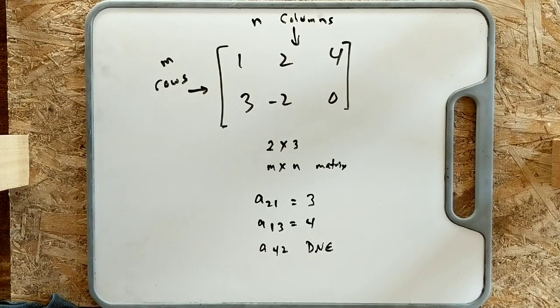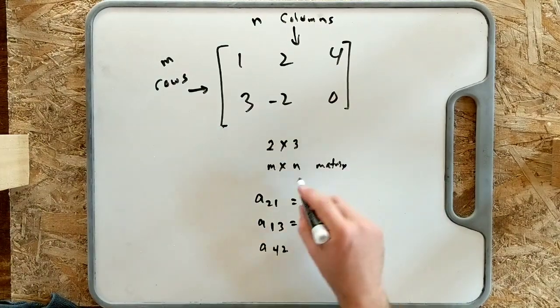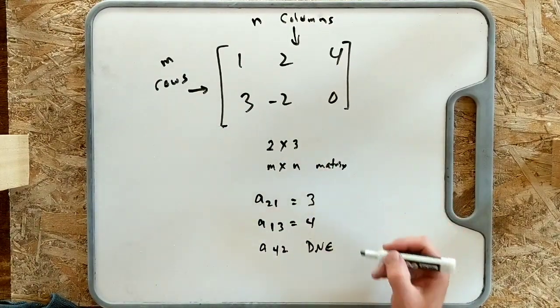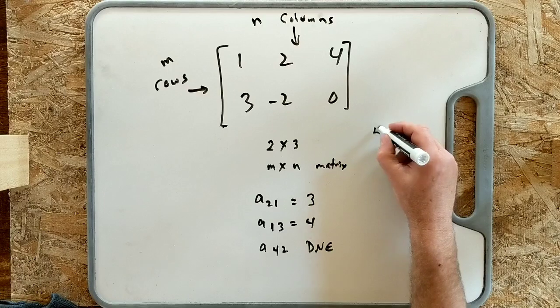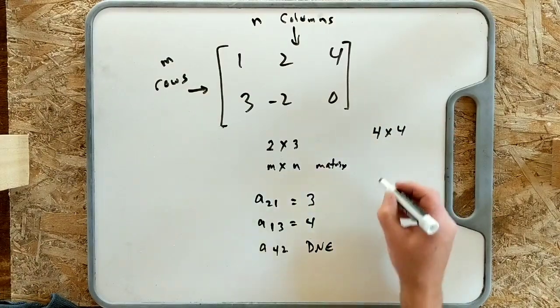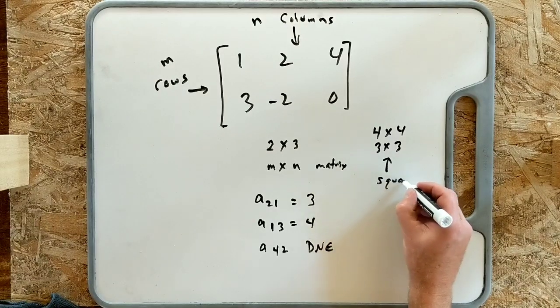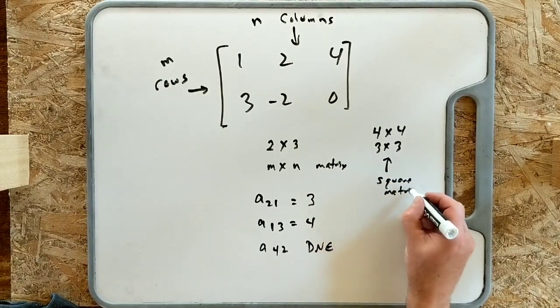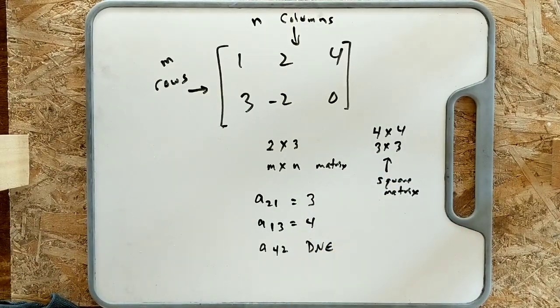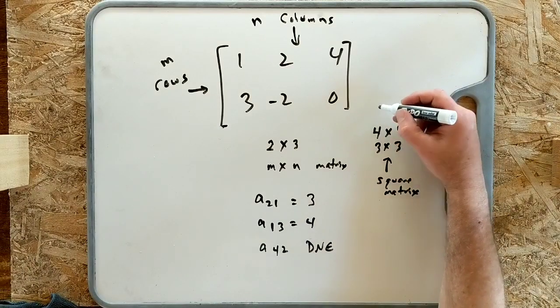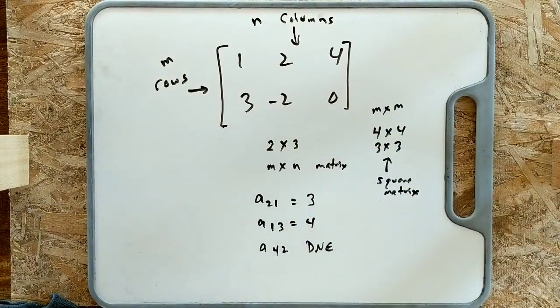Just a couple of applications for them first. Oh, one more thing actually on that. If the number of rows and columns is identical, so for example, if it's a 4 by 4 matrix or a 3 by 3 matrix, this is called a square matrix. Just generally, if it's M by M, it'll be a square matrix.